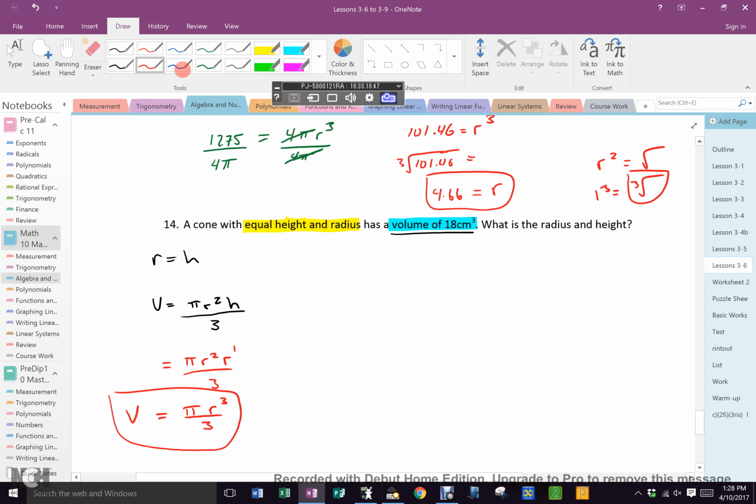What goes in for V? 18, because it says right there. 18 equals pi r cubed divided by 3. Now, I don't want to talk for a minute. This, by now, you should be able to figure out. What are you going to do first? Multiply by what? Go ahead. Make it happen.